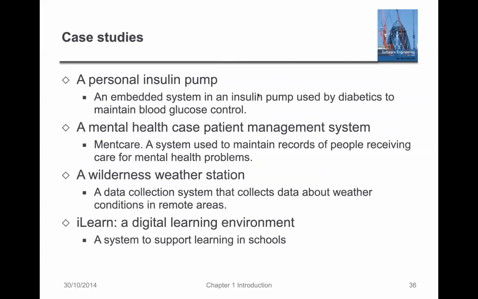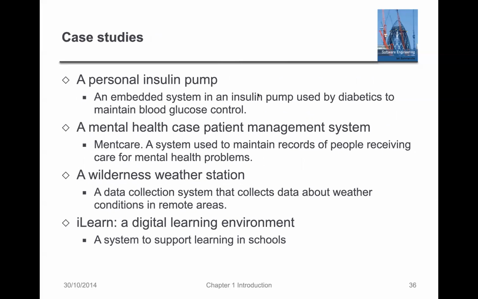So in this case study, there are four that you will be seeing. There is a personal insulin pump, a machine that enables the administration of insulin whenever a person's blood sugar goes down, so the system should automatically administer that insulin. There is the mental health case patient management system, used to maintain the records of people receiving care for mental problems.